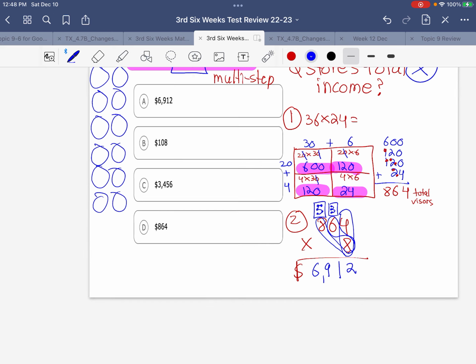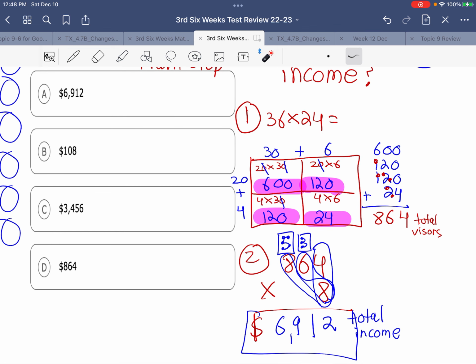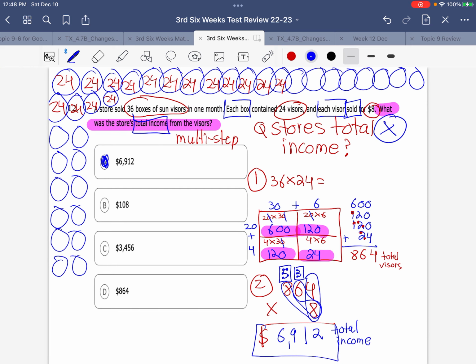So I know that the total income is $6,912. That's how much money they make by selling all of these visors. Okay, my answer is A. Like I said, boys and girls, if you don't understand something, reread it. Draw out pictures.